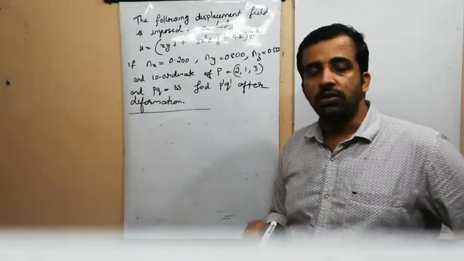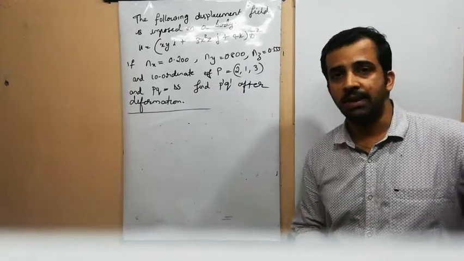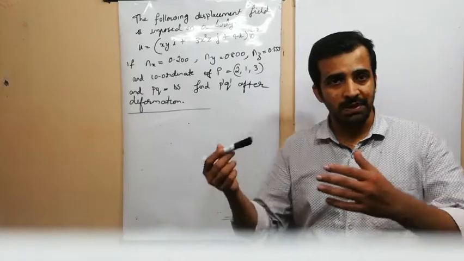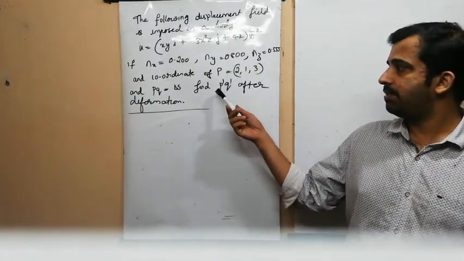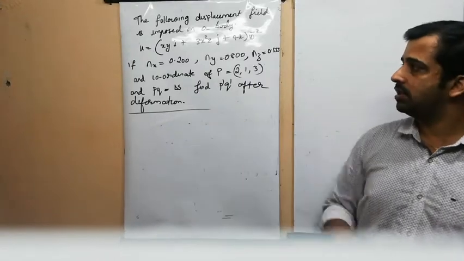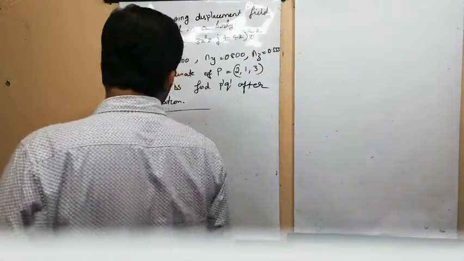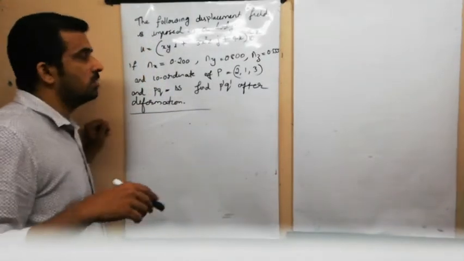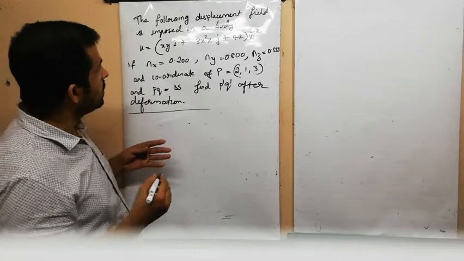In the previous video, we have already discussed the strain tensors, displacement gradient matrix, etc. So using that displacement gradient matrix, we are going to solve this problem. We need to find P dash Q dash after deformation. Q is a point which is near to P. All those things we have studied in the previous class. From this question, I understand one thing.